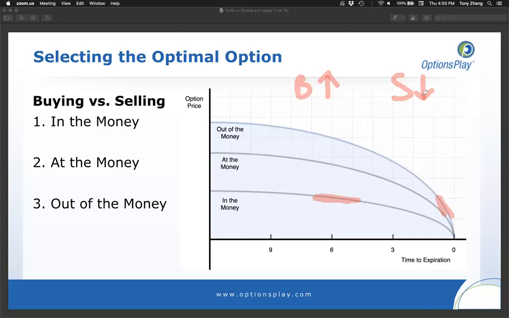Okay. And that's why whenever we're doing these webinars, whether we're doing covered calls or cash secured puts, I always teach you to sell short term out of the money options. When you're buying, you go longer term and you go in the money. That's the reason for it.